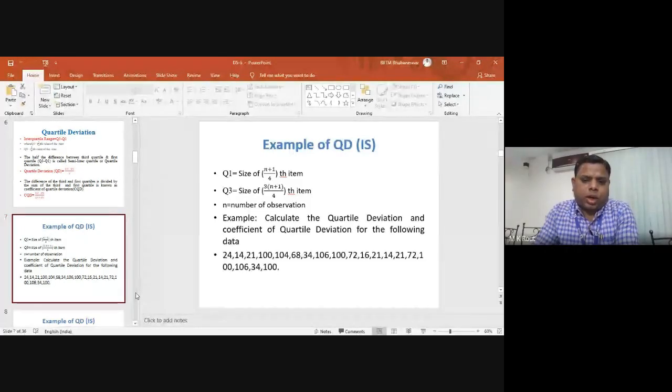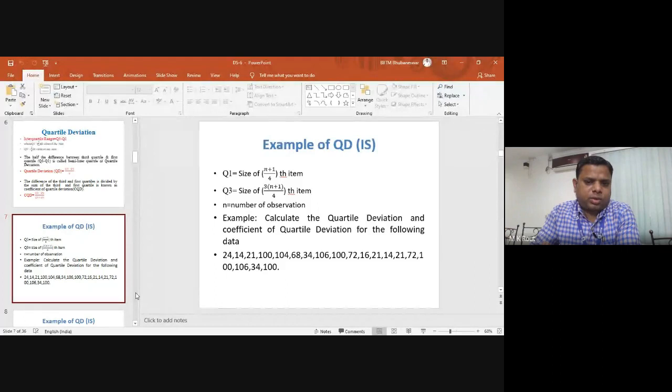Calculate the quartile deviation and the coefficient of quartile deviation for the following data: 24, 14, 21, 100, 104, 68, 34, 106, 100, 72, again 16, 21, 14, 21, 72, 100, 106, and 34. The last one is 100. Find the values of Q1 and Q3. I have already written the formula for your reference.